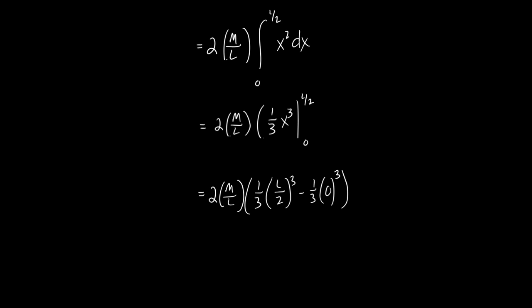And then I'll simplify and collect terms. 2 cubed is 8. 3 times 8 is 24. And now continuing to simplify, cancel out one of the L's and reduce 2 24ths. Any questions?